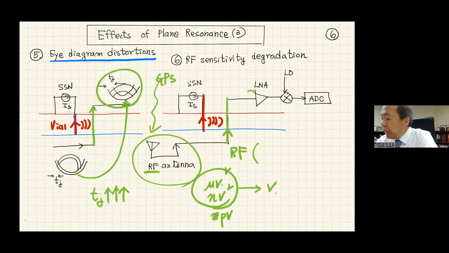That's why we usually have a low noise amplifier. And to detect your actual signal, we usually have a mixer. And to decouple your digital signal, that is what you want, we need to inject a local oscillator signal to the mixer. And eventually, a digital signal will be reconstructed by using an analog digital converter. However, via-to-via coupling, a microvolt range or nanovolt range of noise coupling could be very typical.